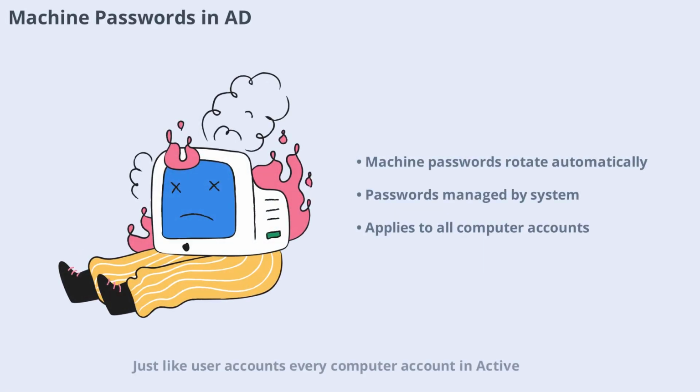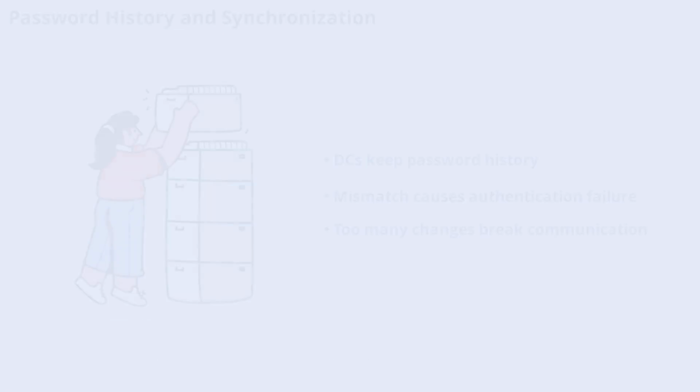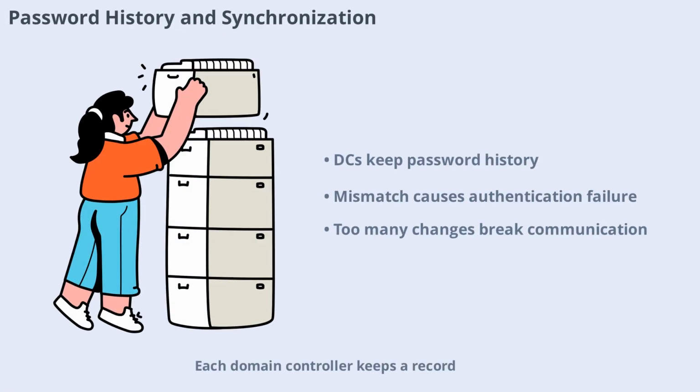Just like user accounts, every computer account in Active Directory, including domain controllers, has its own password. These machine passwords are not set by users but are automatically managed by the system. Typically, these passwords are rotated every 30 days to maintain security. This automatic process helps protect the network from unauthorized access, but it also introduces potential points of failure if synchronization doesn't occur as expected. Each domain controller keeps a record of its current and previous machine passwords. This history is crucial for seamless authentication.